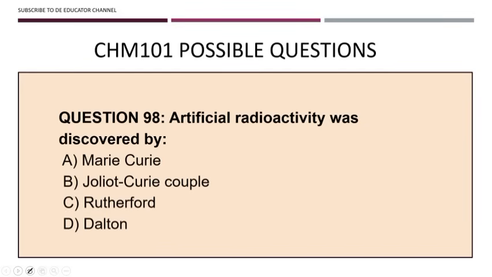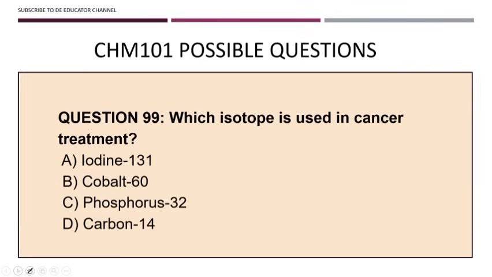All right. 98. Artificial radioactivity was discovered by the Joliot-Curie couple. Right, which means that there is a natural radioactivity. Natural radioactivity was discovered by Marie Curie. Please take notes. Rutherford and Dalton, nothing concerns them regarding radioactivity. Okay. 99. Which isotope is used in cancer? Another thing you should take note of is the usefulness of isotopes. Usefulness of isotopes falls under radioactivity. The correct answer is cobalt 60.